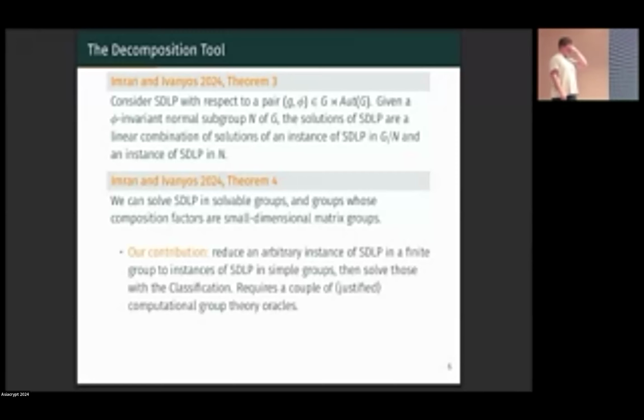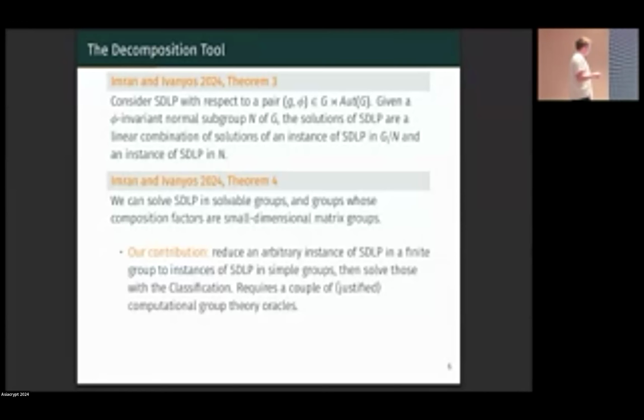So we're going to appeal to some results in computational group theory that we won't go into that much, just for sake of time. But with access to these methods from computational group theory, we can reduce an arbitrary instance of SDLP in a finite group to tractably many instances of SDLP in the finite simple groups. And because we have the classification, we know what all of those are. So we just have to work out how to solve SDLP in each of those. And that's what Giacomo is going to tell us about.